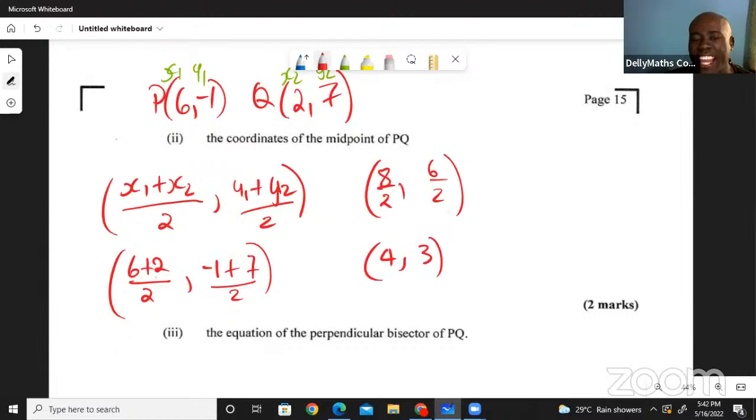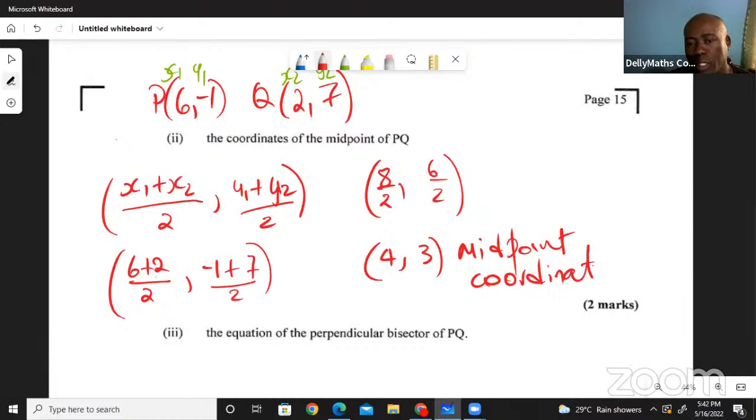So the coordinate of the midpoint, this is the midpoint coordinate that we have just found. All right, those are the coordinates for the midpoint. That's our x and that is our y. And that's the response that they're looking for to give you 2 marks right there. So technically it's just having the formula, and that's it basically.